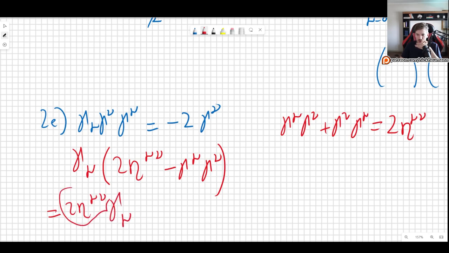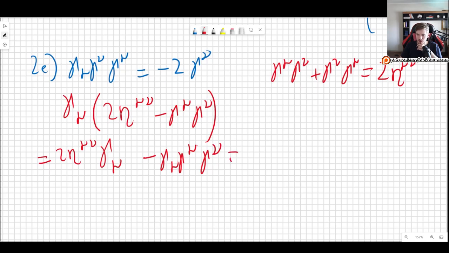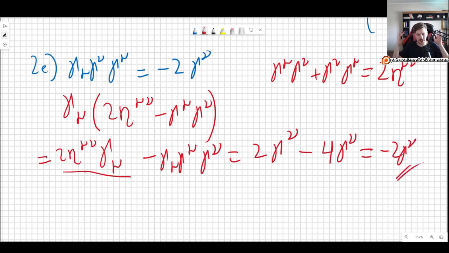We can commute these two because eta mu nu is simply a number. Then we have minus gamma mu gamma mu gamma nu. Okay, so in the first part what we have is a raising of the index. So we have 2 times gamma nu, right? As we have seen many times over, this raises the index. Then we have minus this expression, which we just saw what it is. It is 4. So that's minus 4 gamma nu. So in the end, we get minus 2 gamma nu. There we go. Easy peasy.